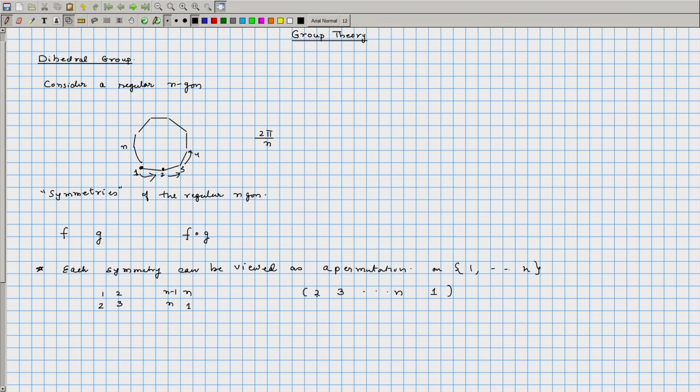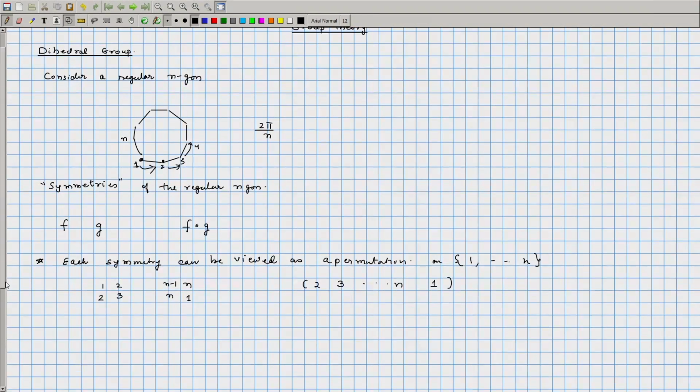You can convince yourselves that every symmetry can be viewed as a permutation. Okay. And therefore, the collection of symmetries is going to be a finite set. So, this is an example of a finite group. Okay. But the simplest way in which this group could be described, or any finite group could be described, is by means of what is called its multiplication table.